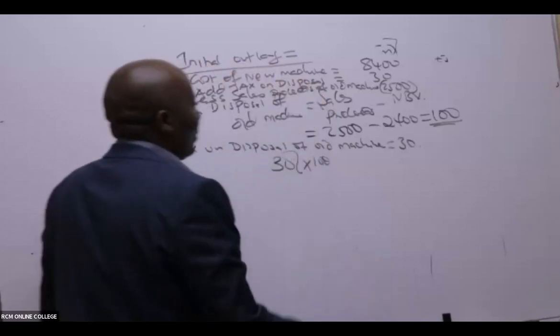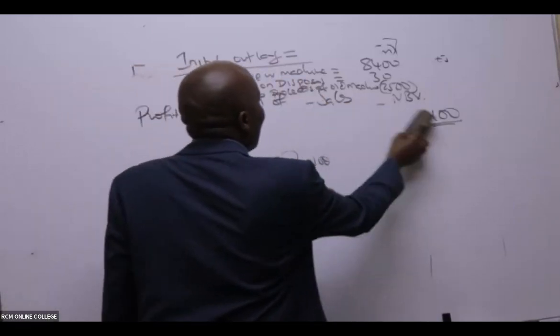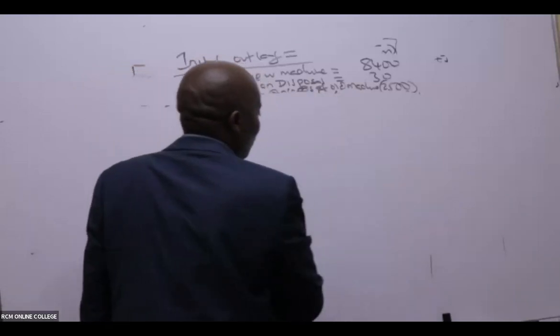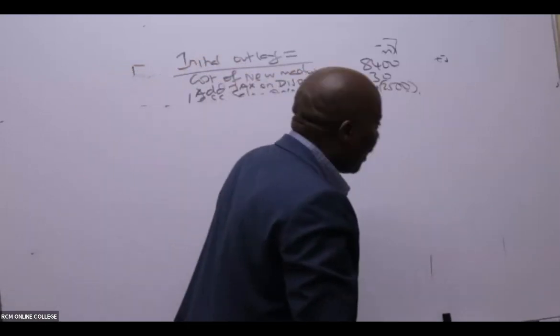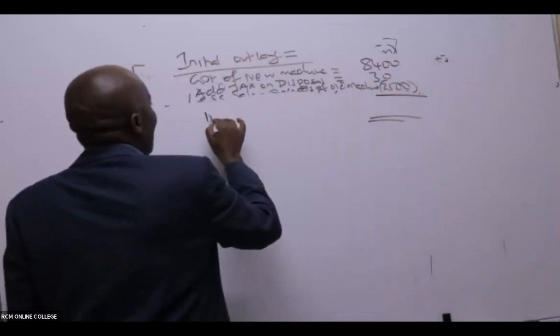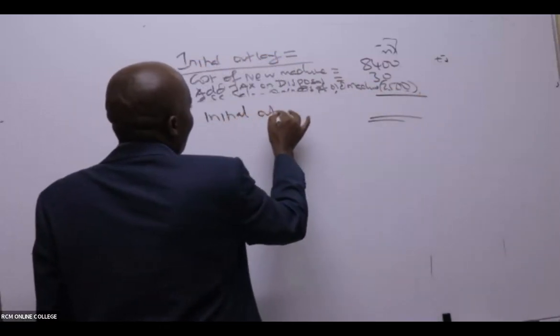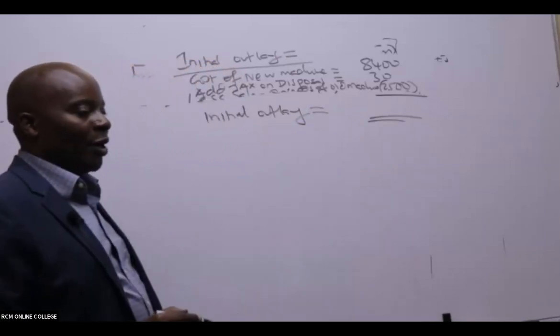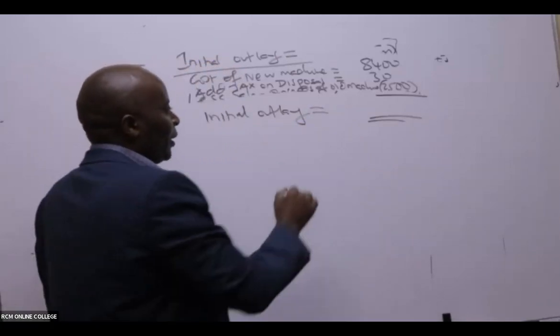And then you give me the IO. You go ahead and give me this IO, initial outlay. So now you should be able to give me this initial outlay. So 8,400 plus 30 minus 2,500, which will end up giving me 5,930.